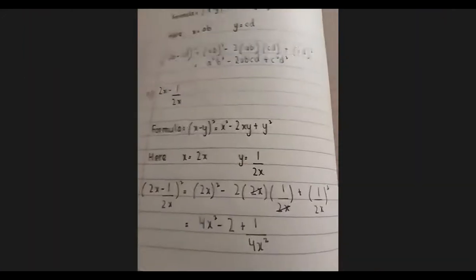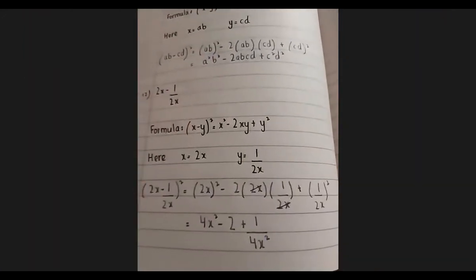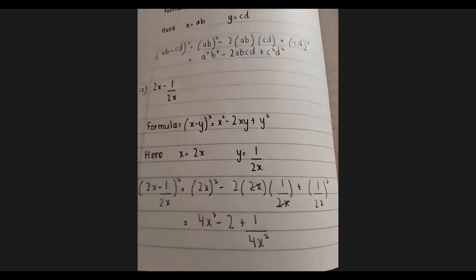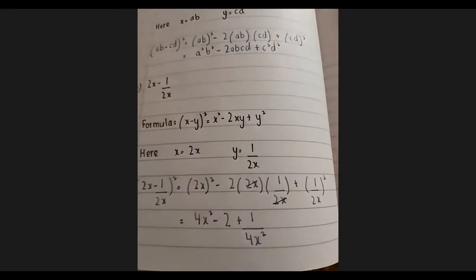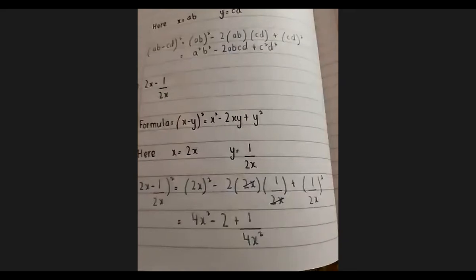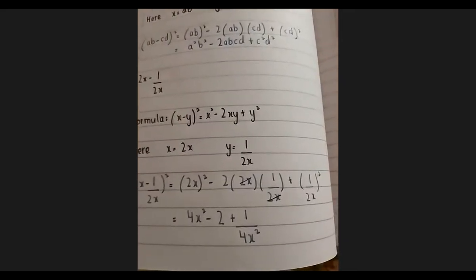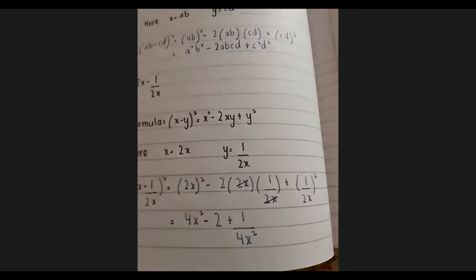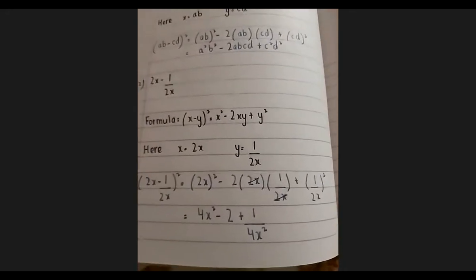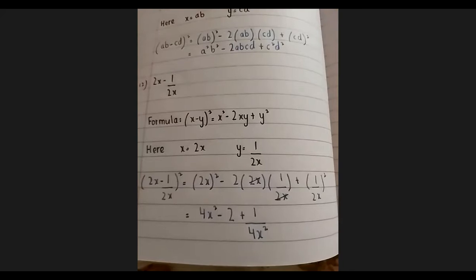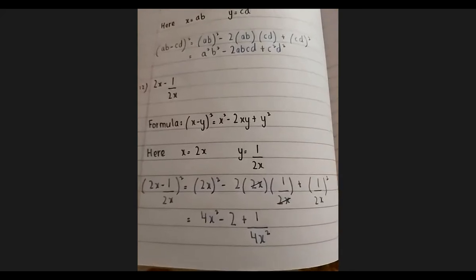Here I am showing you Kainat's. Yes, here you can see the very proper solution given by Kainat, the formula and the solution. You can check out this solution, it's very proper and correct. Okay, we get 4x square minus 2 plus 1 over 4x square. Thank you so much, students. So today we have completed our work.